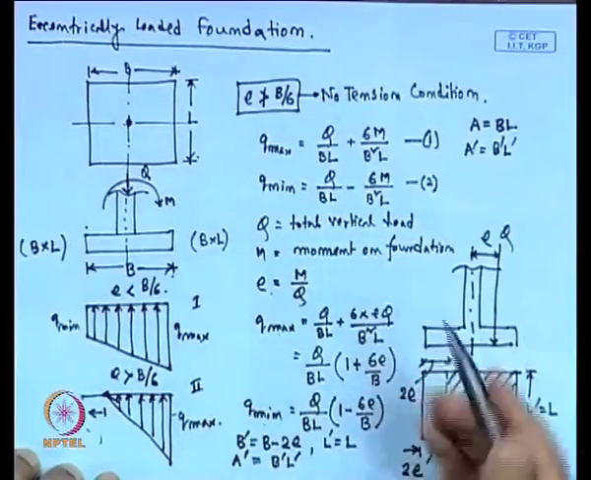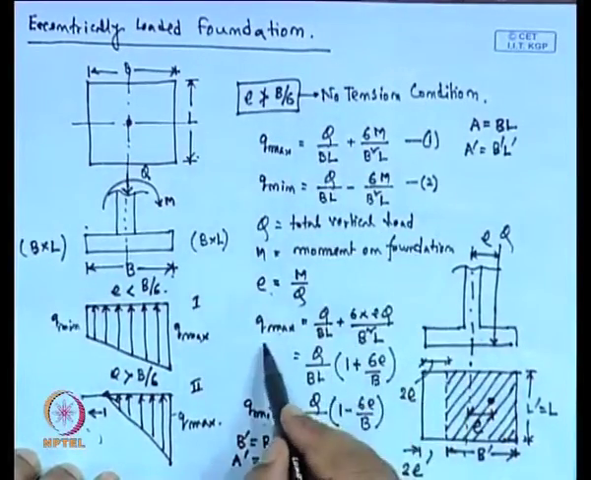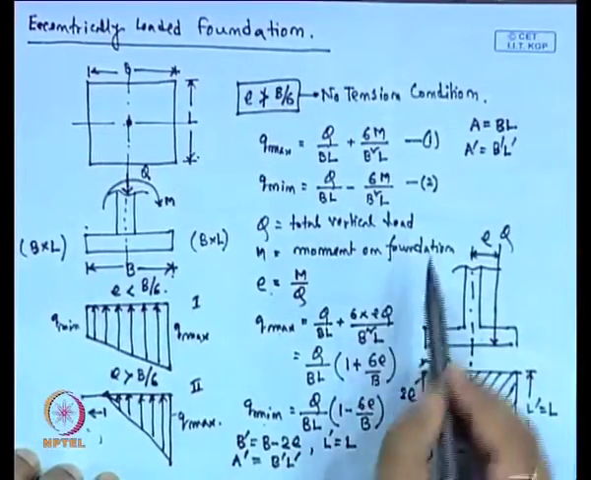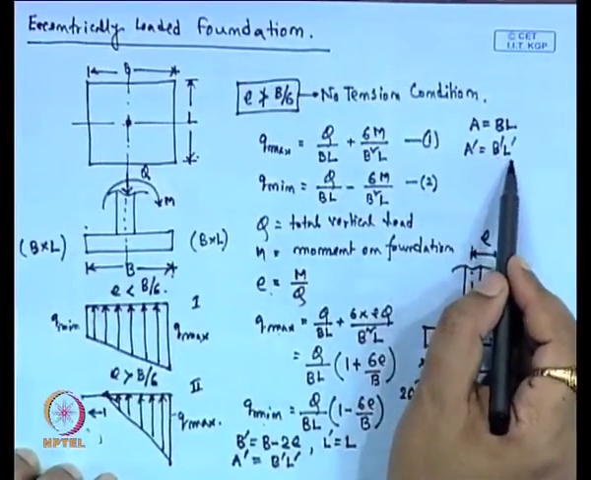So, we will redesign the foundation. Then by using these two expressions, we will calculate the e max and e min, and then the next job is to determine the effective width of the foundation, that is B dash equal to B minus 2e and L dash is equal to L, and then the effective area, that is A dash, will be B dash into L dash.